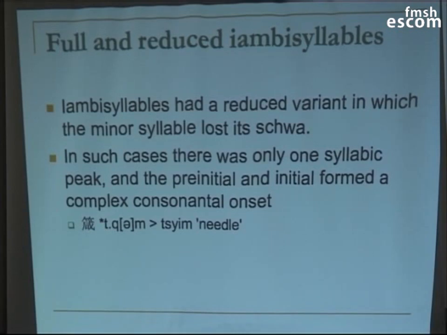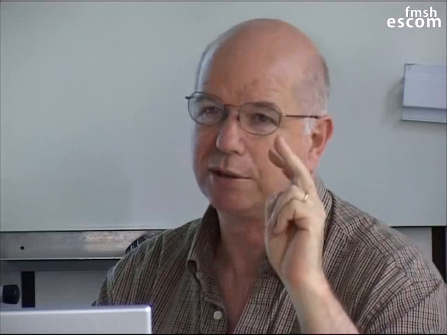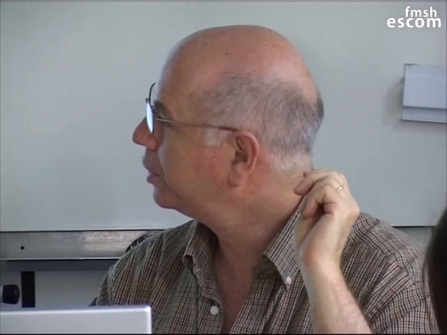We think that full and reduced iambosyllables were variant pronunciations in Old Chinese. The same iambosyllabic word could have two variants, full and reduced. Maybe these were stylistic or social variants. But the two types had very different evolutions into Middle Chinese. This is reminiscent of work that Michel Ferlus has done in Laos with the languages Nha Hen and, is it, Laven? Where the same protoform has two very different evolutions in two very closely related languages.